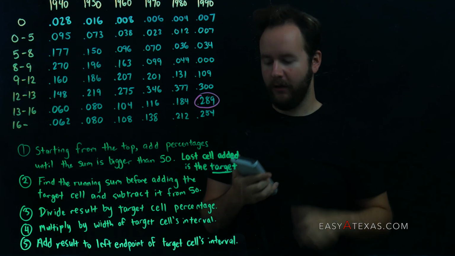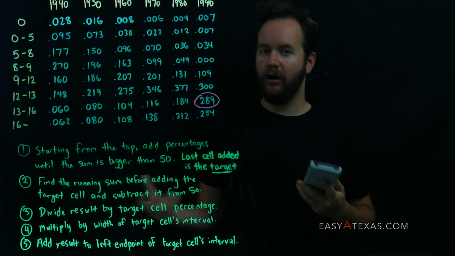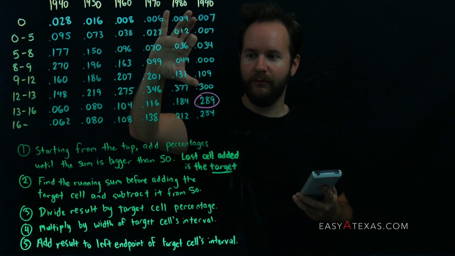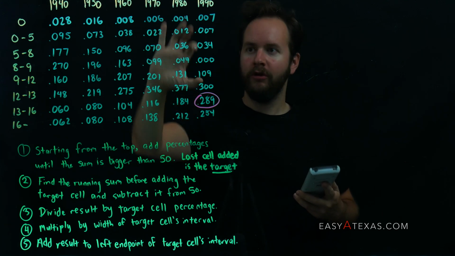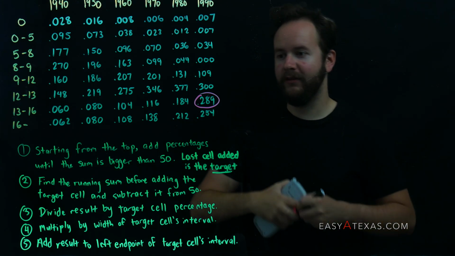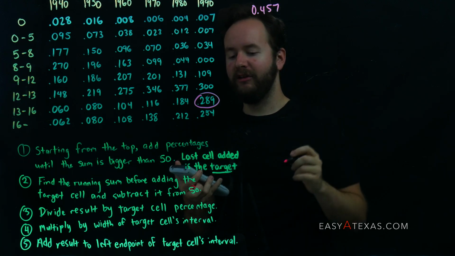So this is the last cell we added to tip the scales across 50%, and so that is our target cell. Now, the next step says find the running sum before adding the target cell and subtract it from 50. All that means is add up every number except the target cell. So just these first 6 numbers, we add them up, and we subtract that result from 50. When I add these 6 numbers together, I get 0.457.